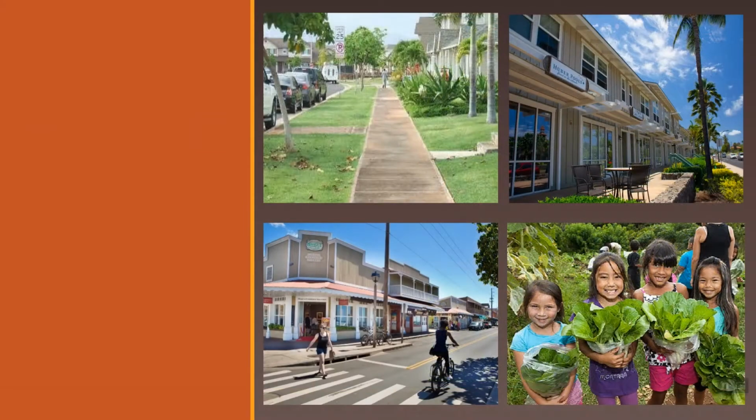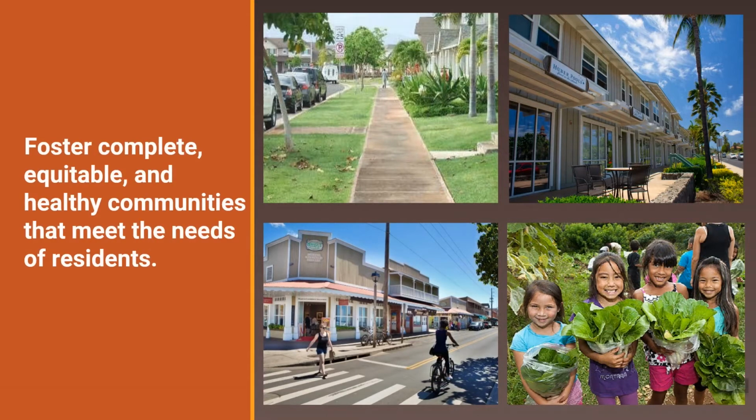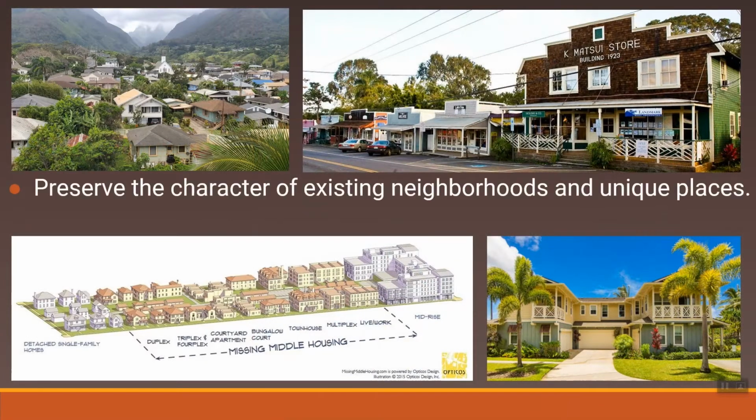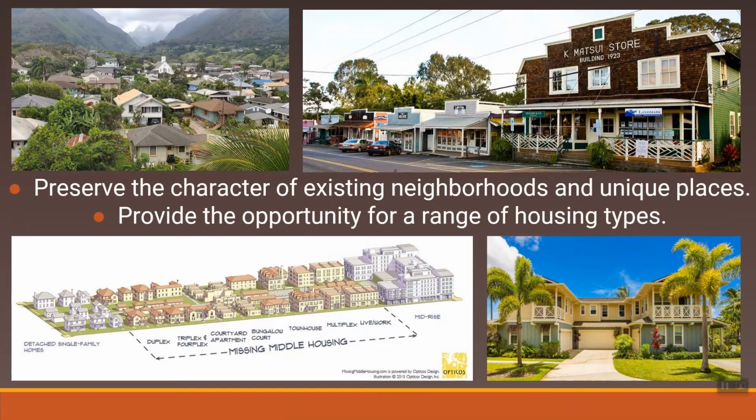The updated designations align with the Maui Island Plan's Directed Growth Plan's primary objective: to ensure our developments, towns, and neighborhoods offer a high quality of life by fostering complete, equitable, and healthy communities that meet the needs of residents. The updated designations also acknowledge the importance of preserving the character of existing neighborhoods and unique places, while also providing the opportunity for a range of housing types.